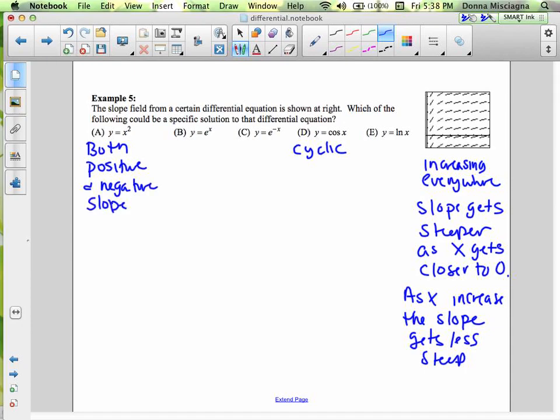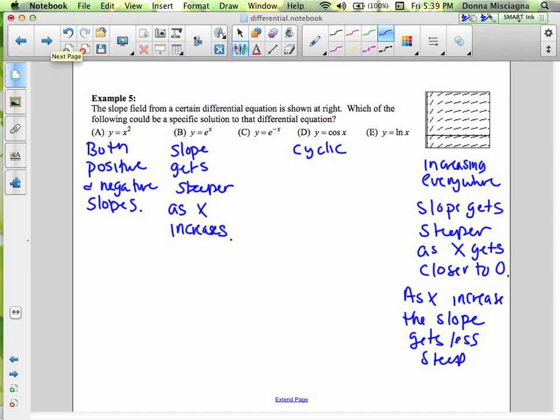I have all positive slopes. It's getting steeper as I get close to 0. It's getting less steep as I get closer to negative infinity, as I get closer to infinity, but it's all positive. This one would be the reverse, right? So here the slope would get steeper. Right, this is a fast moving function. It gets steeper and steeper as x gets larger and larger, as x increases. So it's not that one.